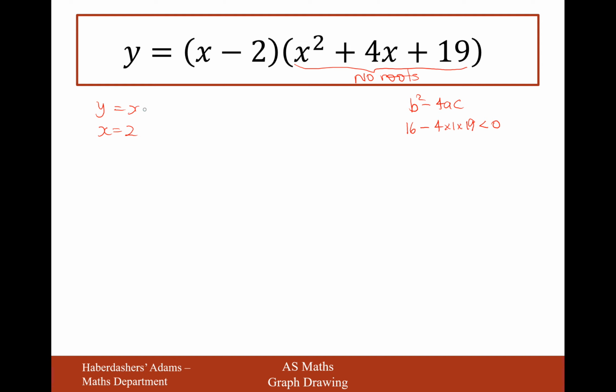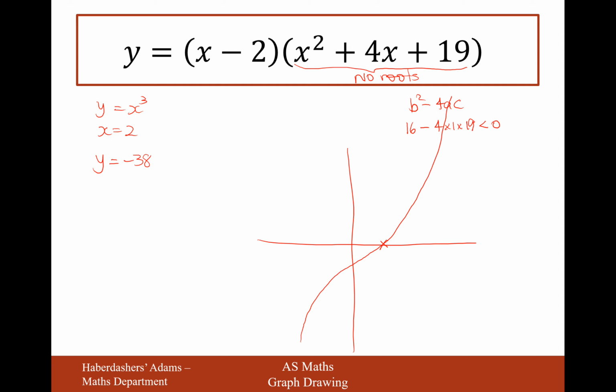The rough shape of this graph is going to be a cubic shape graph, and the y-axis intercept is going to be minus 2 times 19, minus 38. So what's going to happen with this graph? It's going to intercept at 2. It's going to be a normal x cubed graph, so it's going to come up and do something like this. Okay, so there we are. So that's the rough shape of this graph. It's not going to have 3 roots, this one, even though it's a cubic, because this quadratic at the end here doesn't give us any roots, and we found that out by testing b squared minus 4ac.